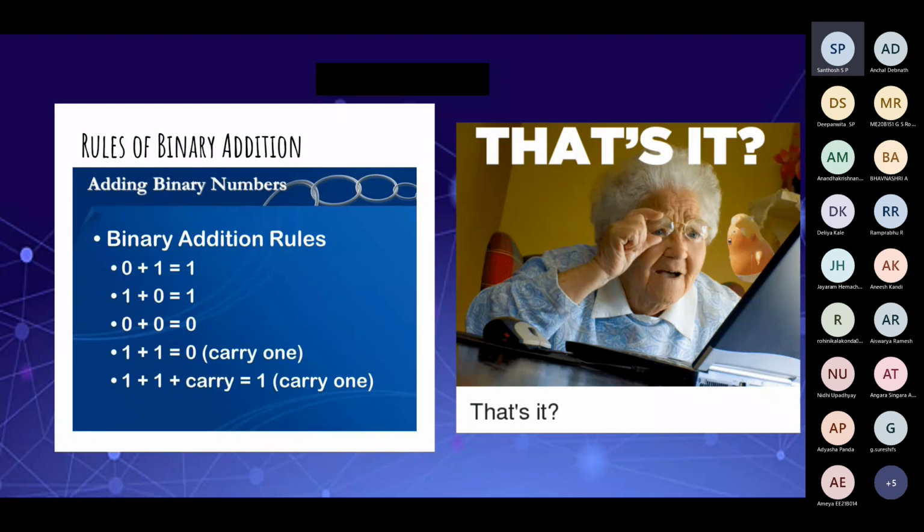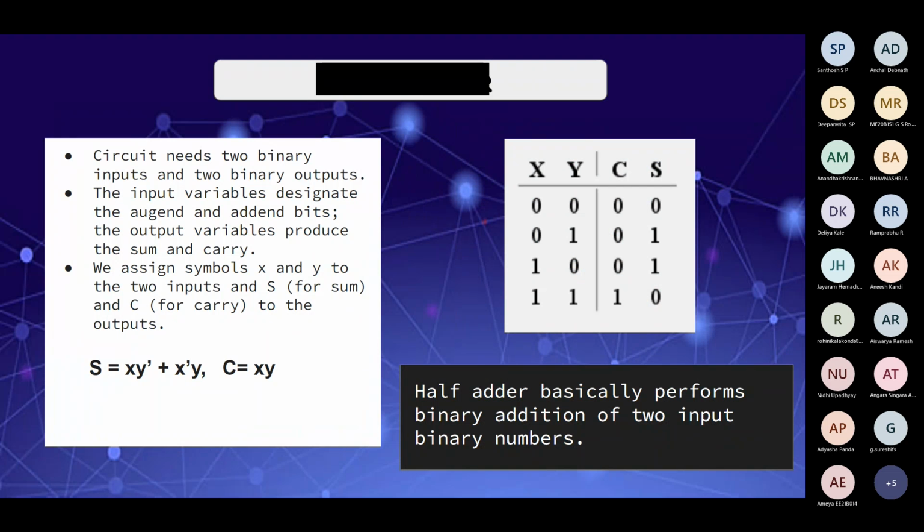So we're basically doing the same thing over here. There are two inputs, X and Y. Each input can be either 0 or 1, so there are 4 possibilities in the truth table. Now we'll write the truth table of the half adder. When both inputs are 0, 0 plus 0 equals 0. So the sum is 0 and the carry is also 0. You can see C is 0 and S is 0 here.